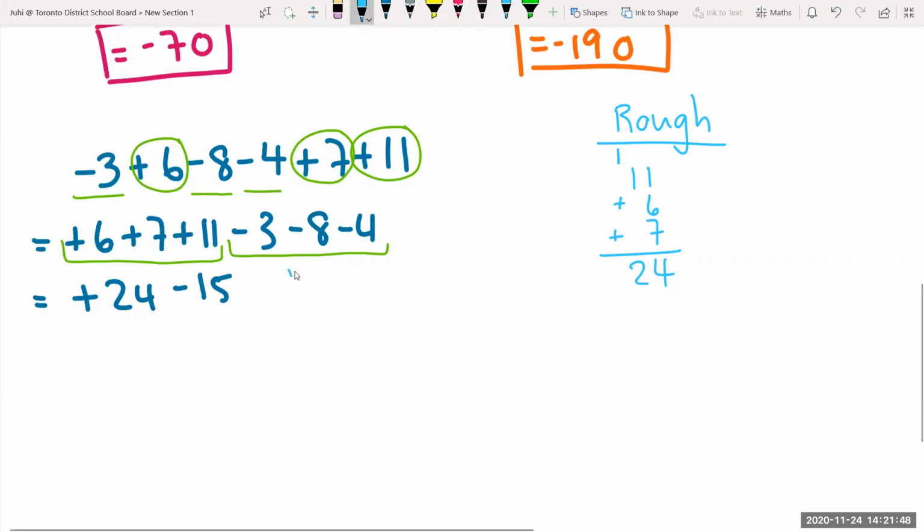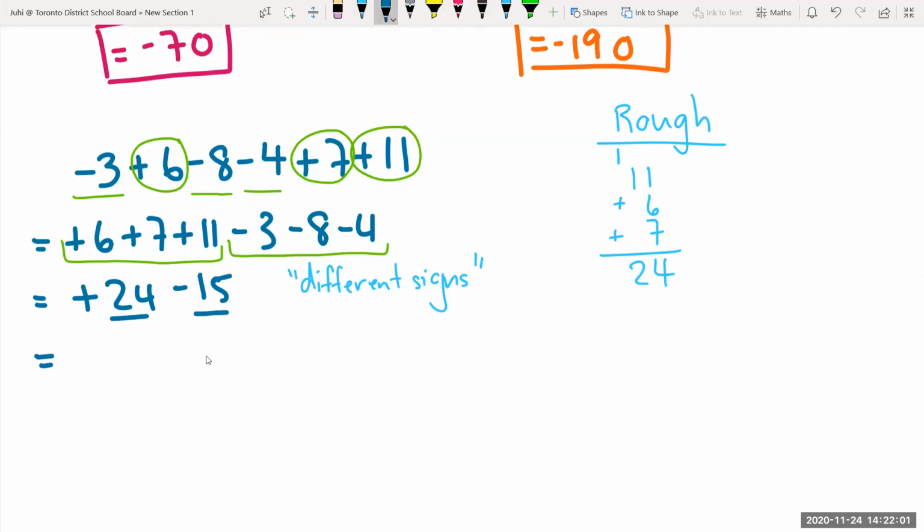Now in this stage, these are different signs, so we have to follow our rule for different signs. When you have different signs, you're going to look at these numbers and subtract them, which is going to give you 9. And then you're going to take the sign of the bigger number, which will be a positive. Do you need to write down the positive? No, you don't. If you wanted to leave it just as 9, that is actually the best way to write this question.